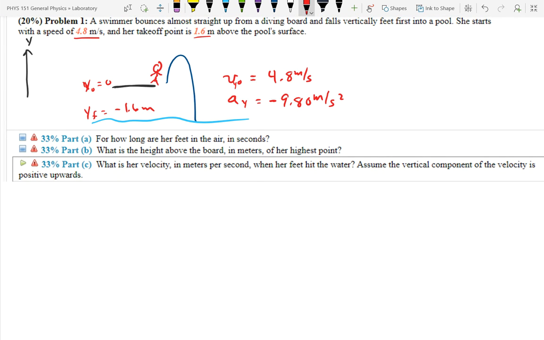For how long are her feet in the air in seconds? So I'm looking for a time for the first one. I was given nothing that has to do with time, but I was given the initial and final heights, the initial speed, and the acceleration. I was given everything but time. I have to decide how to solve this. What's the method of choosing your equation? Generally speaking.